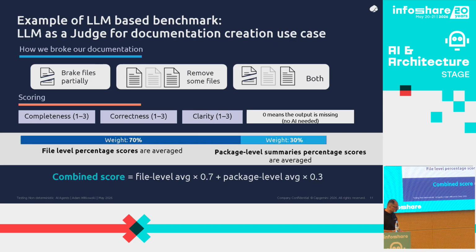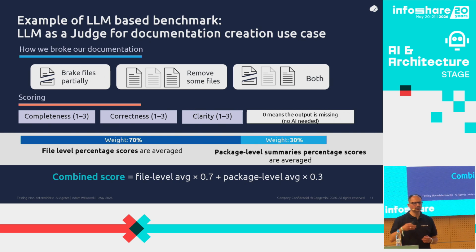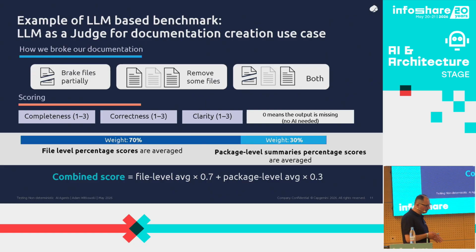And the agent we were testing with LLM as a judge had documentation for every file, and then per group of files, let's say in Java there is a package, in .NET there is a namespace, there was a summary. Because the file documentation is the source of the summary, we set the weights as 70% for the file level and 30% for the summaries. But this is up to the designer of the test, meaning what is more important for me.